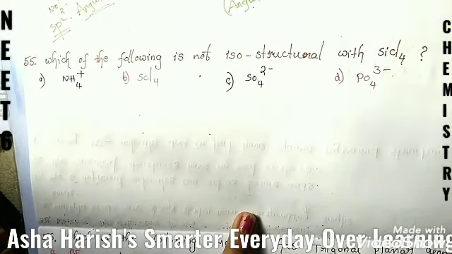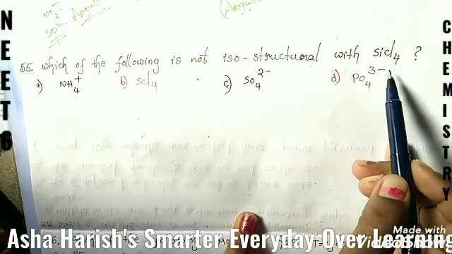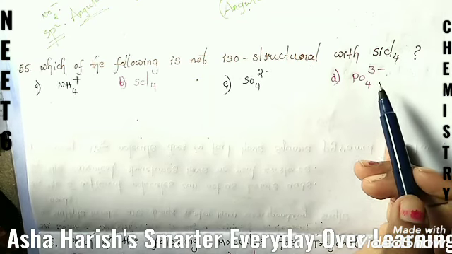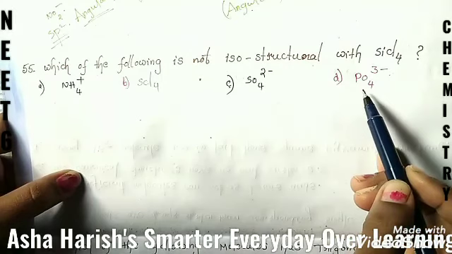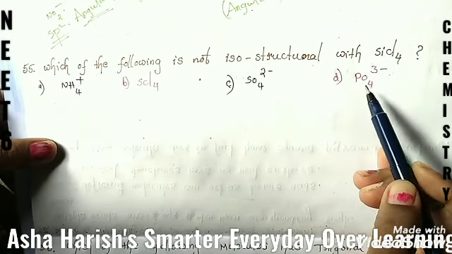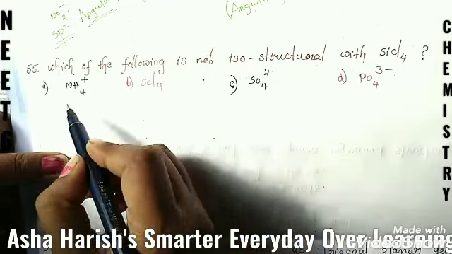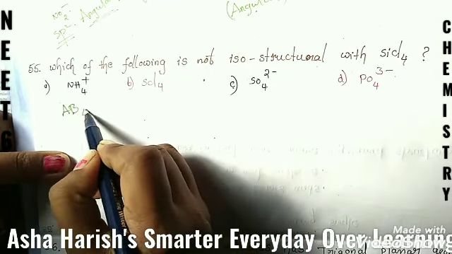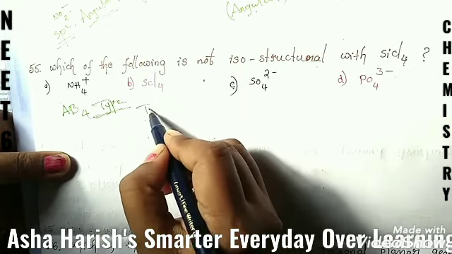Which of the following is not isostructural with SiCl4? Okay students, here SiCl4, NH4 plus, SO4 2 minus and PO4 3 minus ions are the examples of molecules or ions of AB4 type and they have tetrahedral structure.